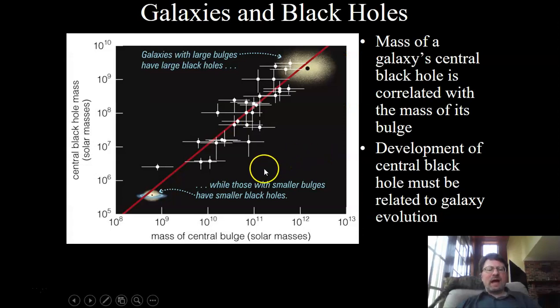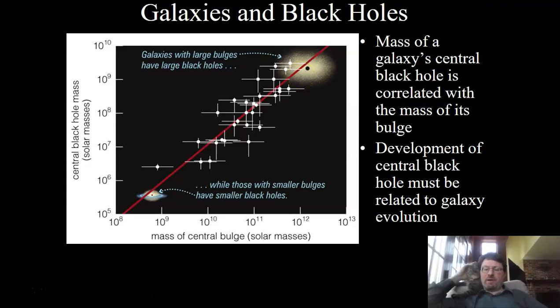Here's a diagram that allows us to see a correlation between the mass of the black hole, which is being plotted on the vertical axis, and the mass of the central bulge. And this implies that there is a connection between the two, which perhaps is not surprising, that the development of these black holes in galactic centers is tied to how galaxies evolved. And so as you get to larger bulges, you get to larger and larger black holes in the center of the galaxy.